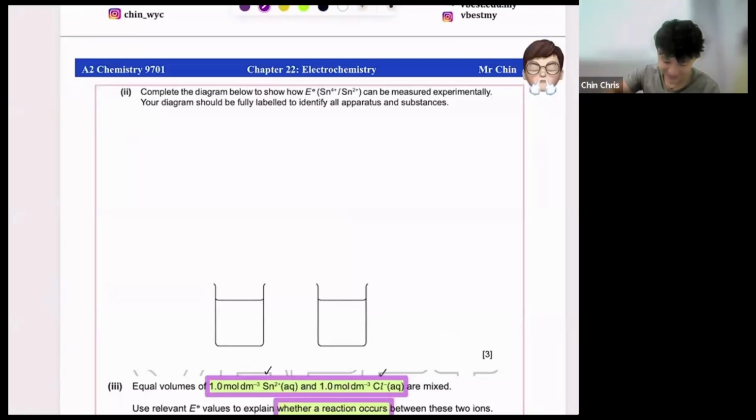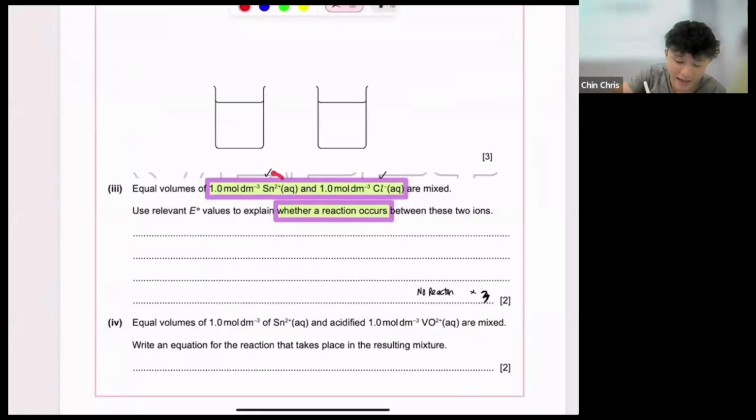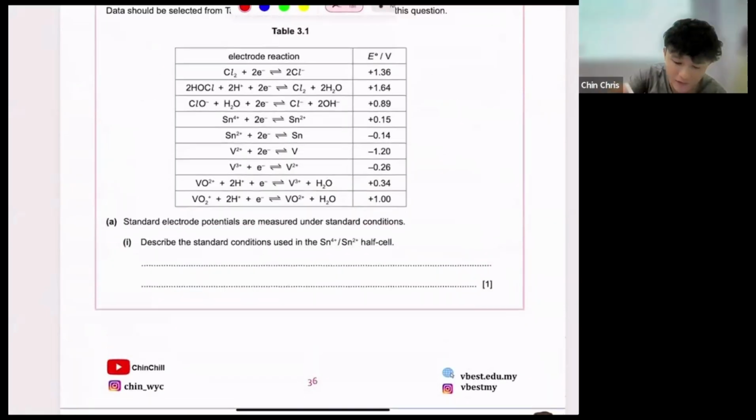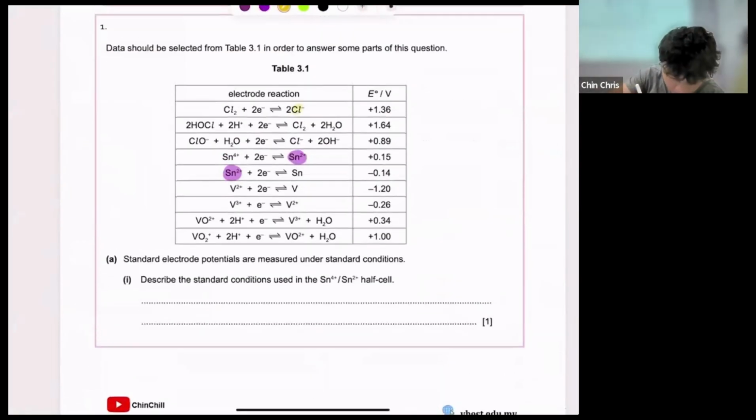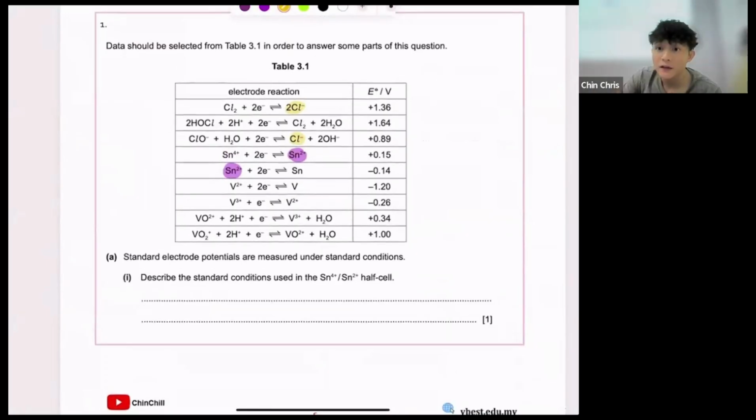Oh, you did. All right, guys, now, what are we testing? Sn2+. We're going to highlight all the Sn2+ first here. Okay, then we also have Cl-. Okay, that's it, guys. One more time. That's the only reaction that we have, right? Cl- and Sn2+. Correct. Okay, guys.